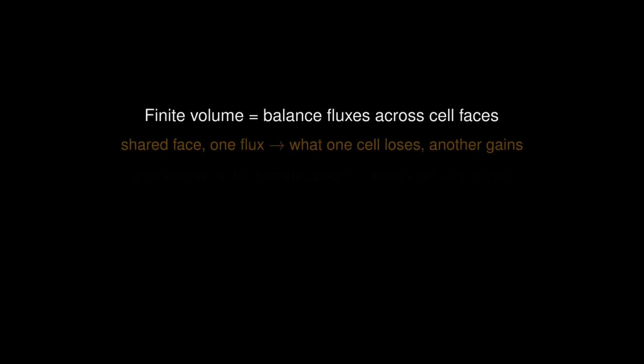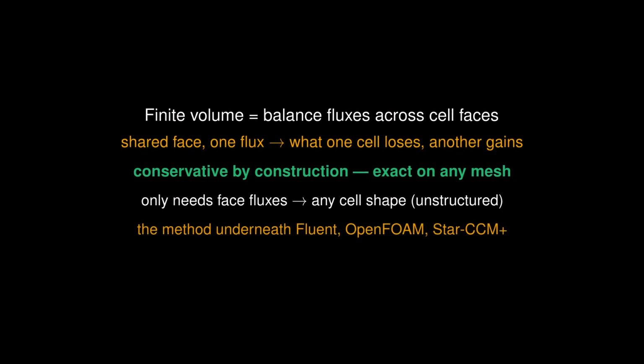So the finite volume method is one idea. Don't approximate derivatives at points. Balance the fluxes across the faces of little boxes. Because neighboring cells share a face and a single flux, what one loses another gains, and the whole domain conserves mass, momentum, and energy exactly on any mesh you hand it. That's the quiet, stubborn property sitting underneath nearly every CFD code in the world.